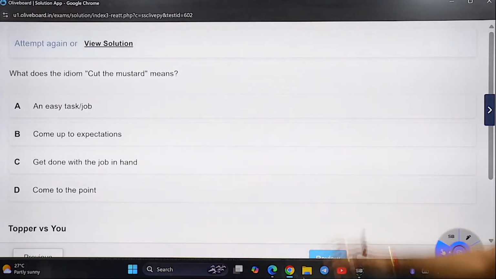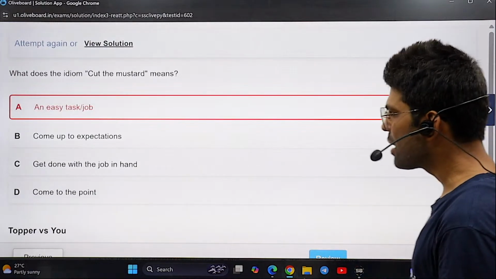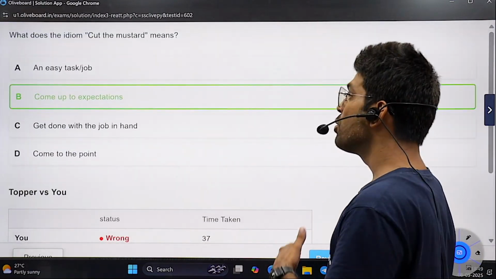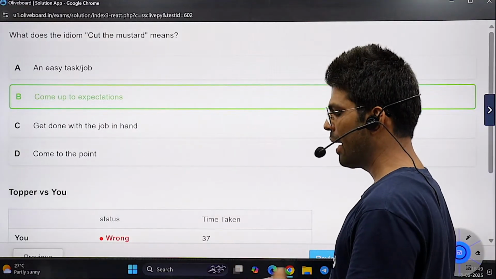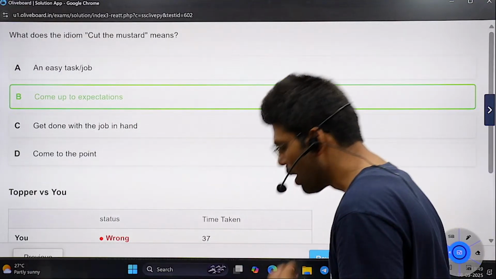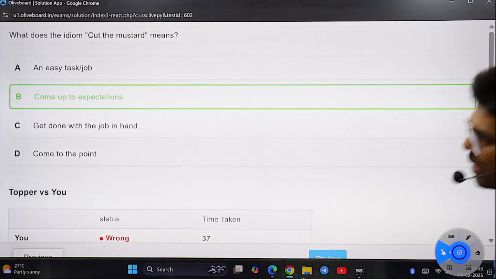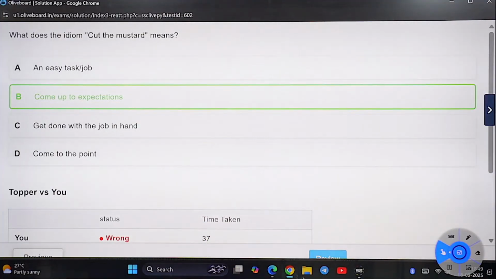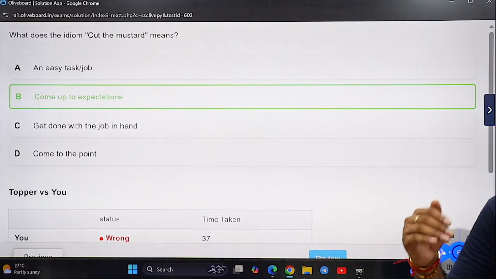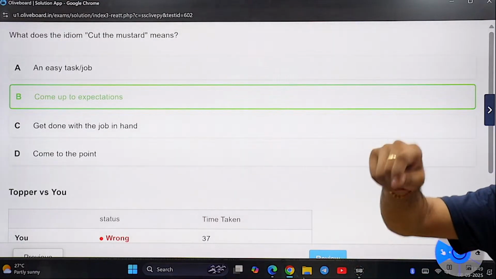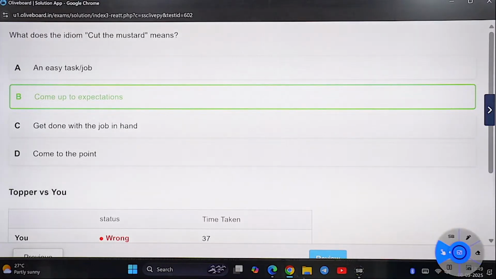Okay. I clicked A because I thought cut the mustard should be an easy task, but it was not. It was to perform as per the expectations. Perform as per the expectations. Come up to the expectations. Cut the mustard. Will you cut the mustard? Yes, I will. So he'll be performing, he'll be executing things as per your expectations. Exactly.